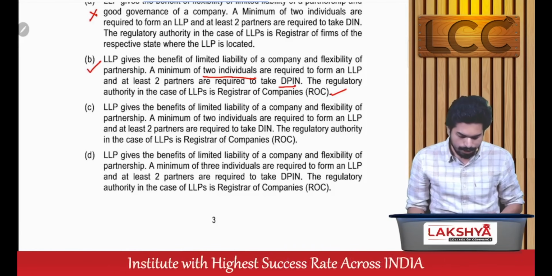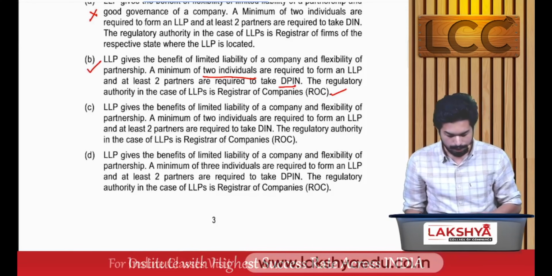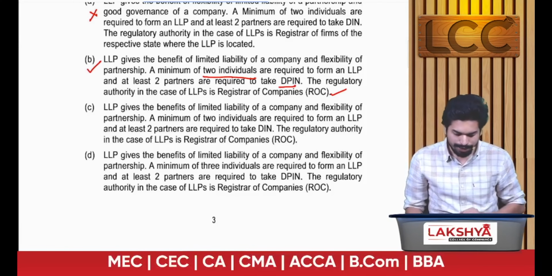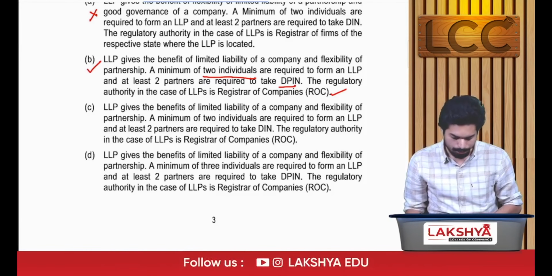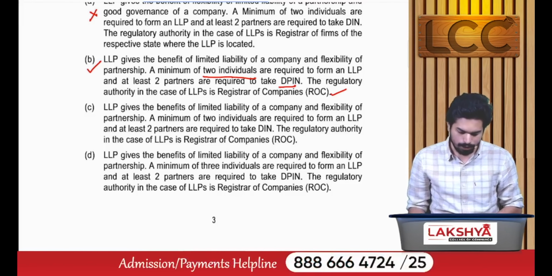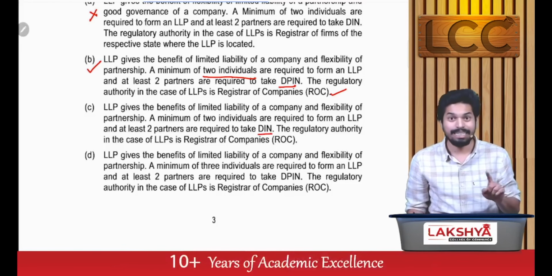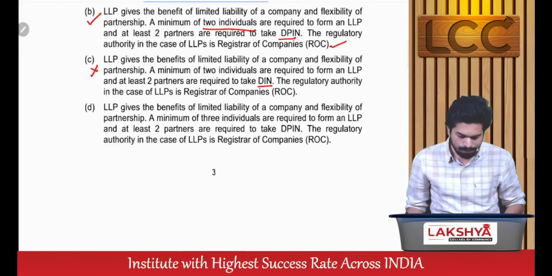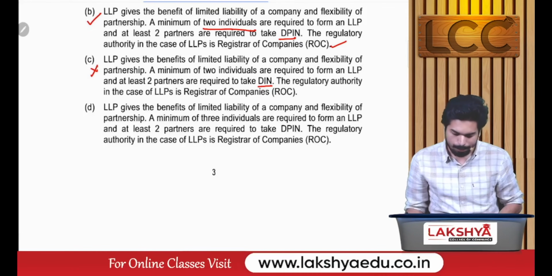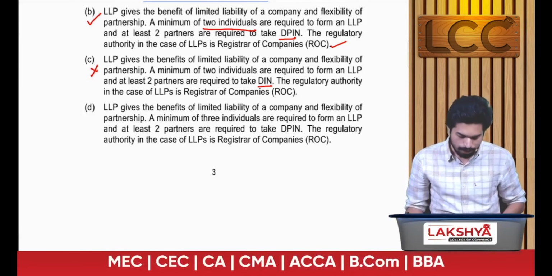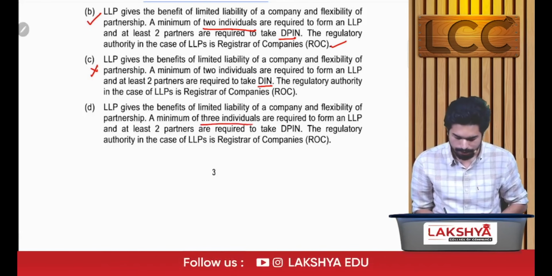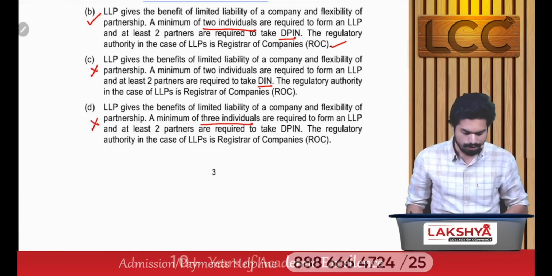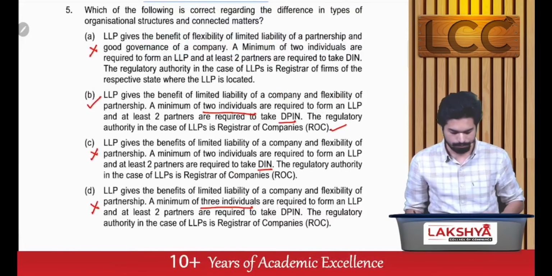Next, LLP gives the benefit of limited liability of a company and the flexibility of partnership, right? A minimum 2 individuals are required to form an LLP, and at least 2 partners are required to take DIN. No, DPIN. So wrong. Next, LLP gives the benefit of limited liability of a company and the flexibility of partnership. A minimum 3 individuals required. No, minimum 2 individuals are required. So this is also a wrong option. So the right option is option B.